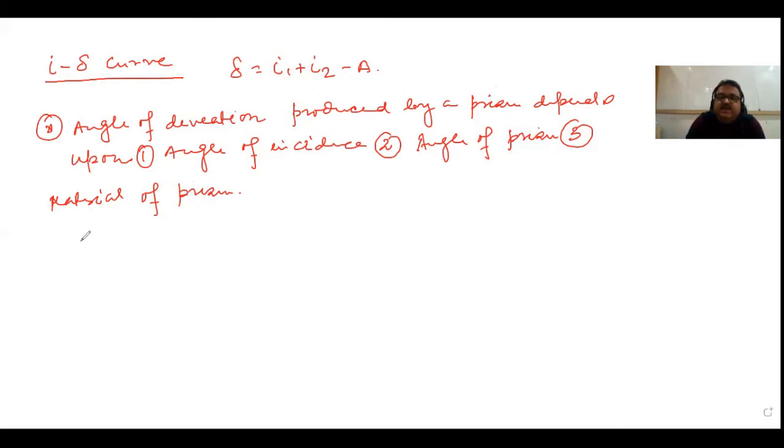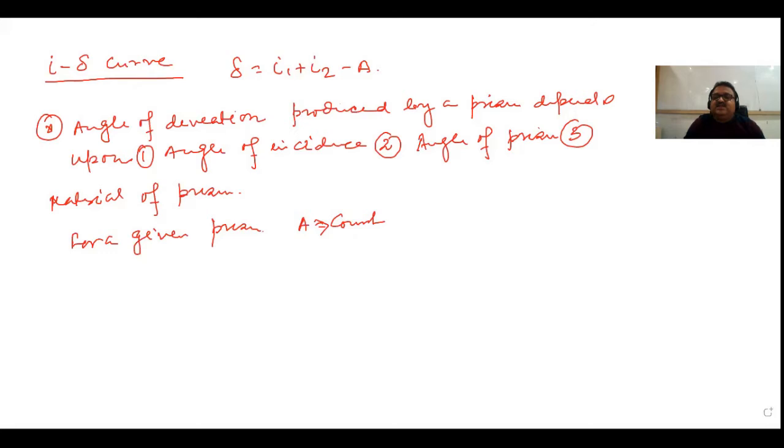Now, for a given prism, it is quite clear that if the prism is given to you, that means it is a complete prism. That means A is constant. Now what we do here is take different angles of incidence. That means the light ray will fall on the side of the prism at different angles.